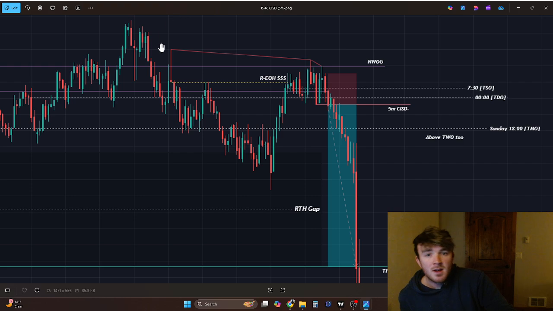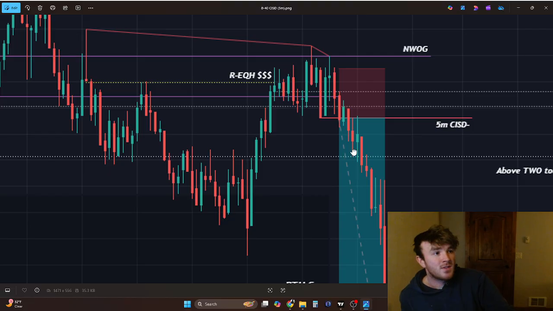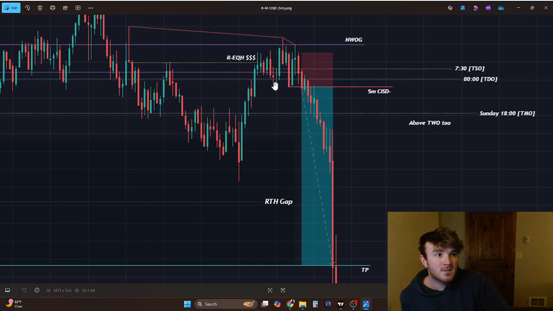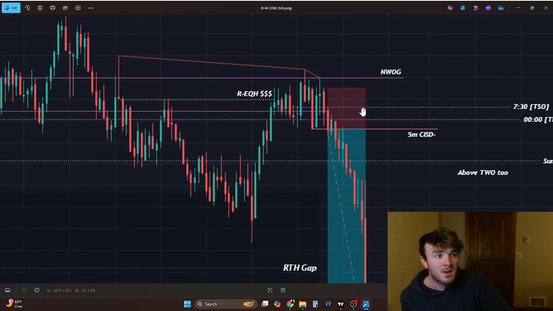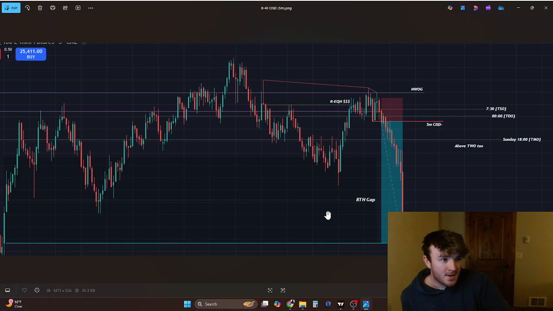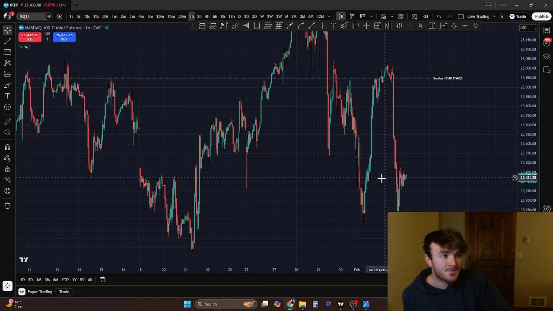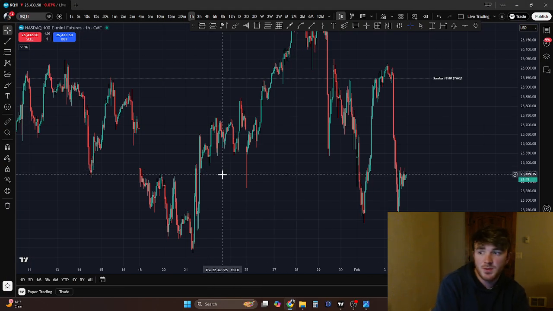So in case you want to know what I'm referring to when I say that, it's just a change state of delivery off of a new week opening gap. And it's going to be the best when you manipulate all the true opens with these SMTs. And then bang, we go fill the overnight gap. So that was pretty cool.